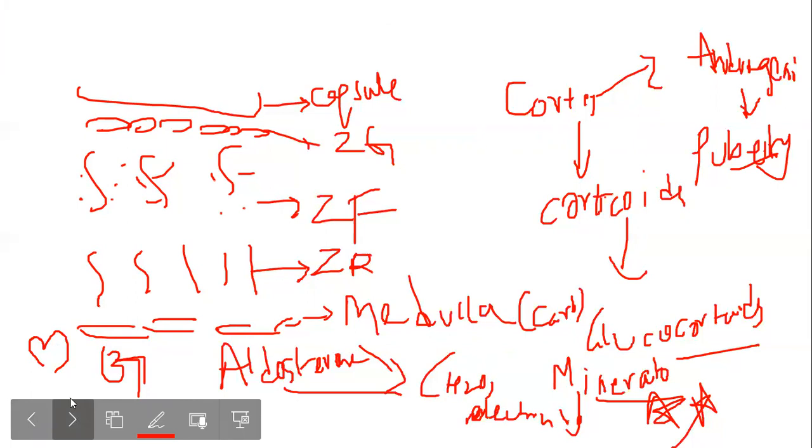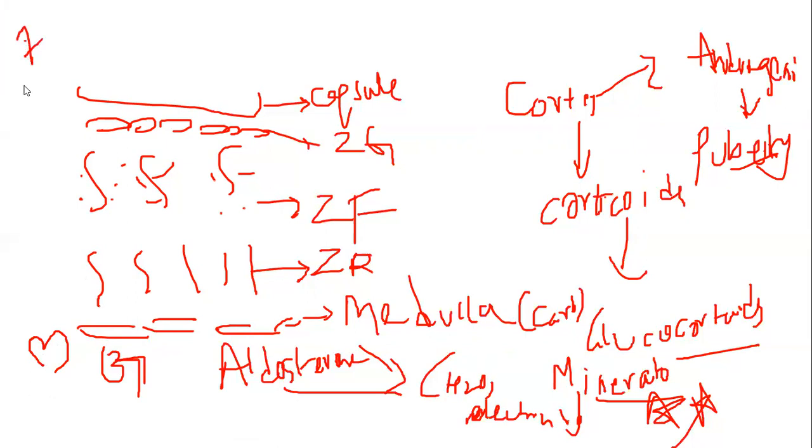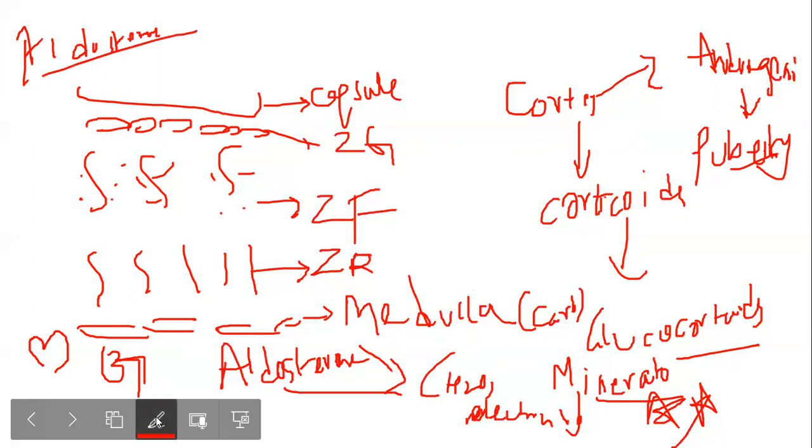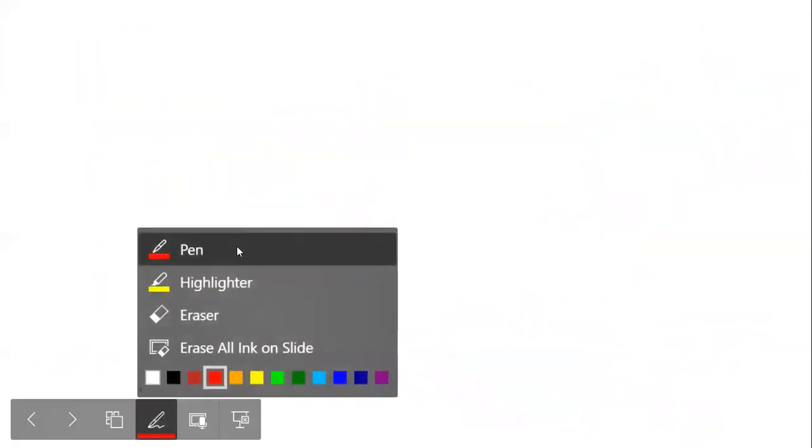Now, let us talk about aldosterone. So, like we studied, aldosterone is the main mineralocorticoid. I told you that there are glucocorticoids and mineralocorticoids. Glucocorticoids, carbohydrate metabolism. Mineralocorticoids, water and electrolyte metabolism. And the main mineralocorticoid is aldosterone.